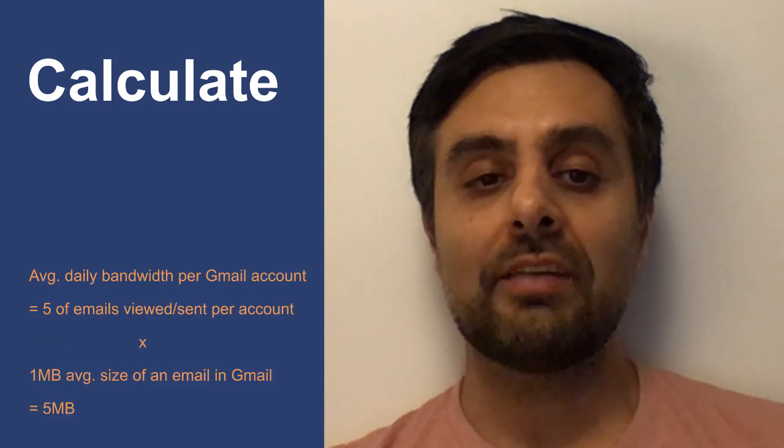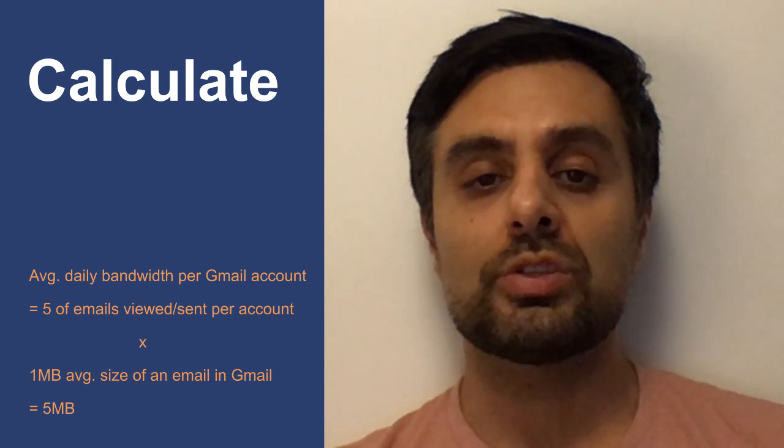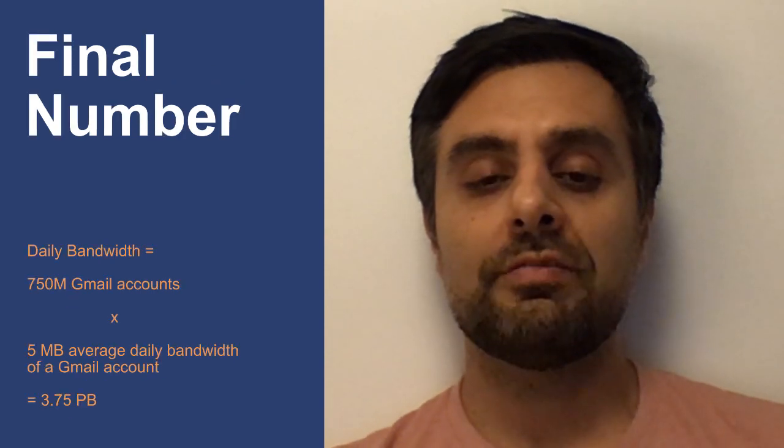We also know that the average daily bandwidth per active Gmail account is estimated to be 1 megabyte multiplied by 5 emails per day, which is 5 megabytes per day. Multiply 5 megabytes by 750 million, and you have your number: 3.75 petabytes per day of daily bandwidth.